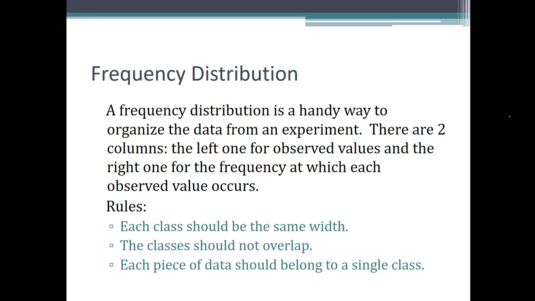Now when you do the table, the observed values on the left are put into classes. Each class should be the same width. So I'll explain what that means as I go. But each class should be the same width, classes should not overlap, and each piece of data should belong to a single class. All right, so what does all that mean?